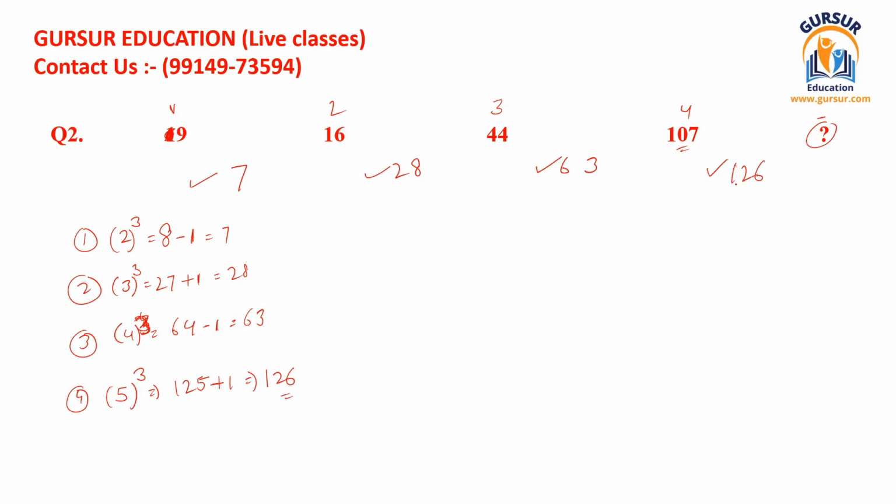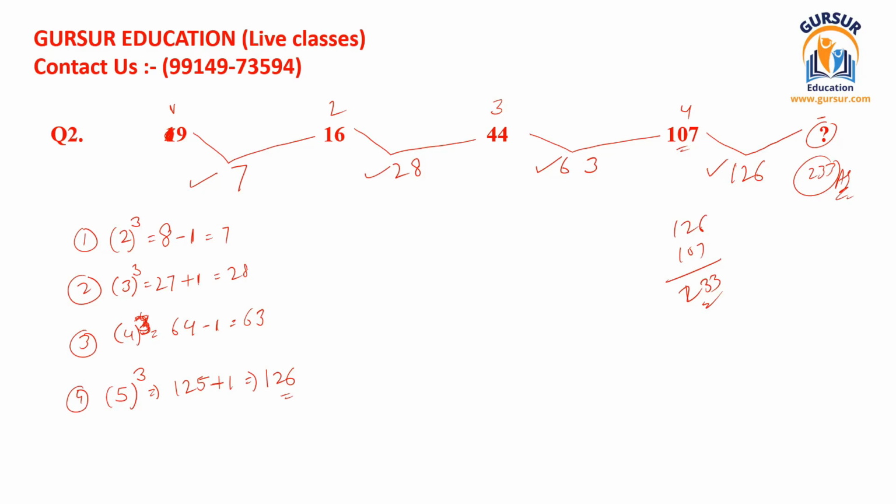Now you can simply answer that. When you add 7 and 9, you get 16. When you add 28 and 16, you get 44. When you add 63 to 44, you get 107. That means you have to add 126 to 107 to get the value to be placed at the question mark, and that comes to 233, and that shall be our answer to be placed at the question mark. So this is how you can find the answer.